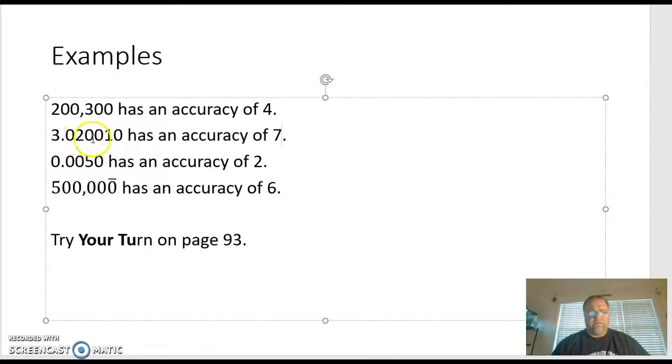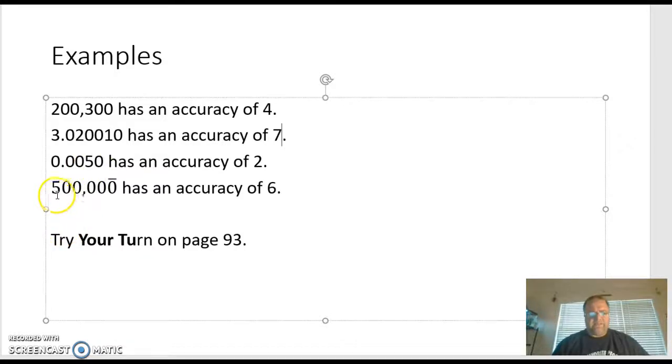So 1, 2, 3, 4, 5, 6, 7. So an accuracy of 7. This one has an accuracy of 2 because we never count the zeros to the left of a non-zero number, but we count them to the right when it's to the right of a decimal place. So this would be 2.